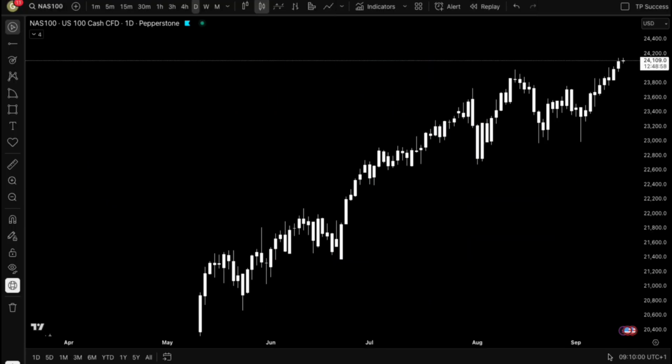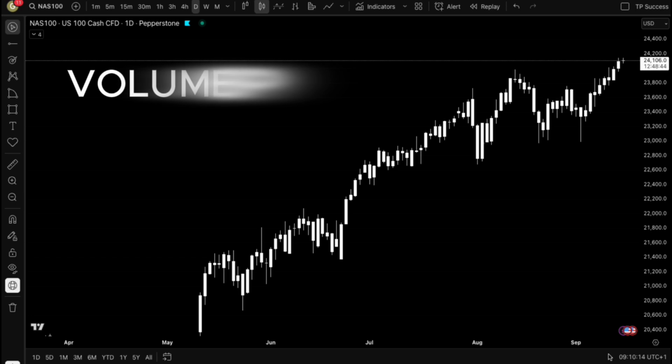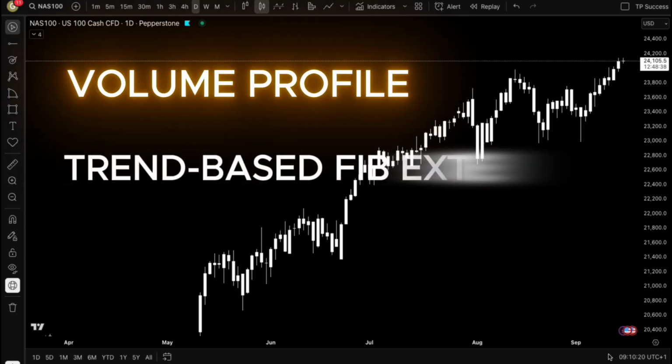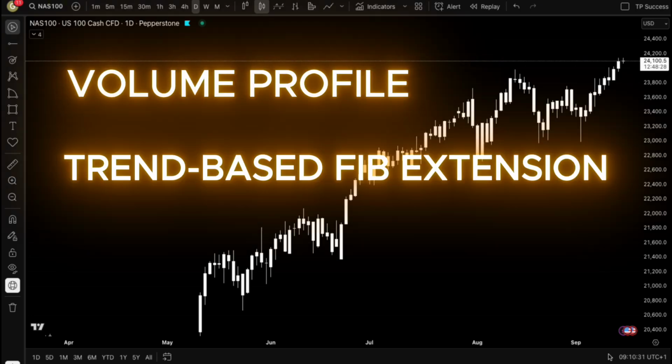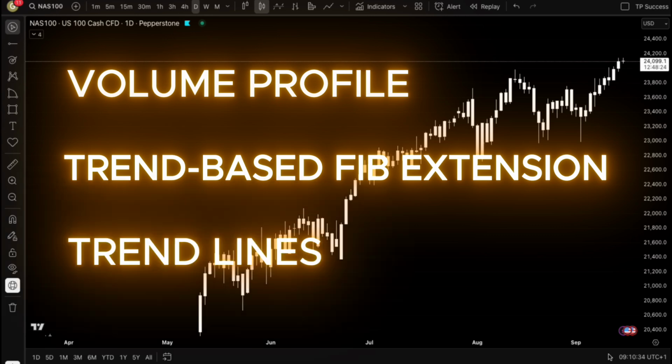We are going to be on the daily time frame, and the indicators that we're going to be bringing on board to help us with our decision making are the volume profile, the trend-based Fibonacci tool, and the third will be trend lines. So that's what we're going to use to help us with our analysis for today.